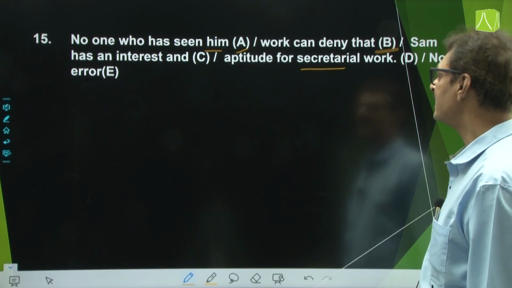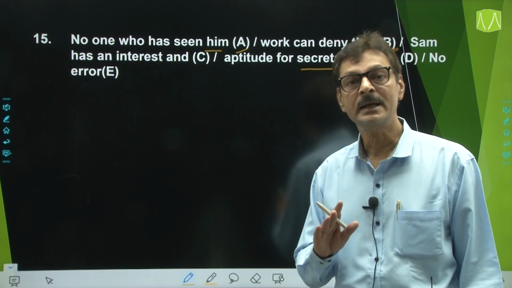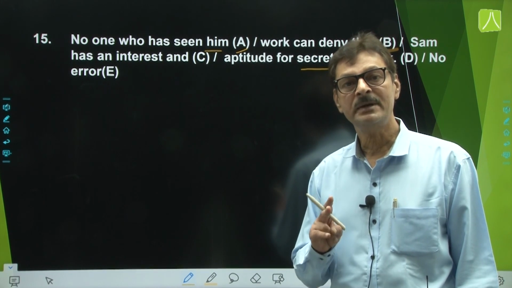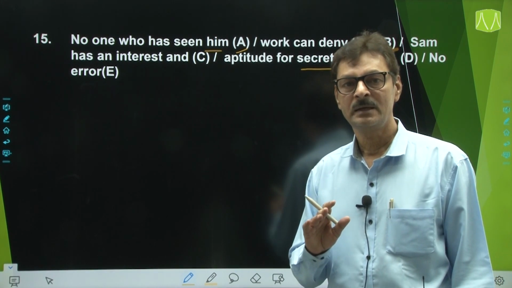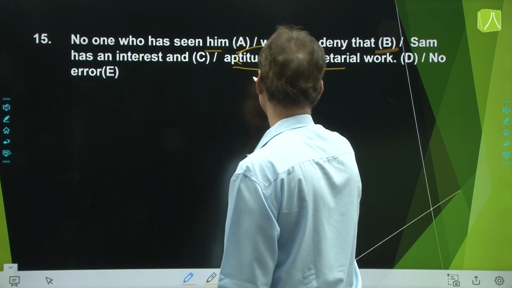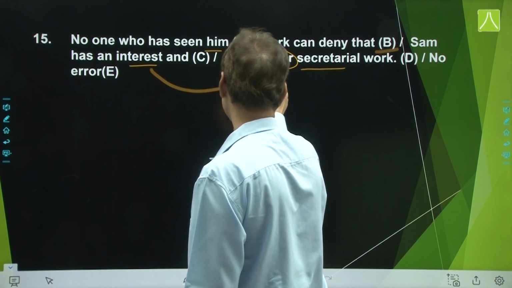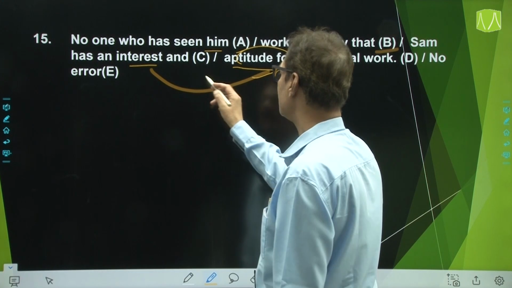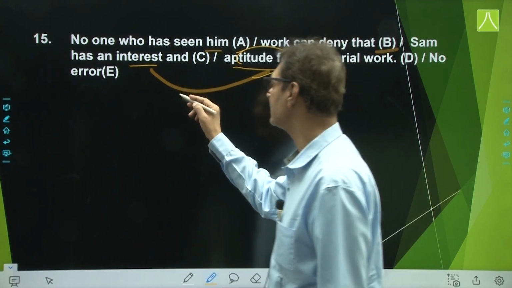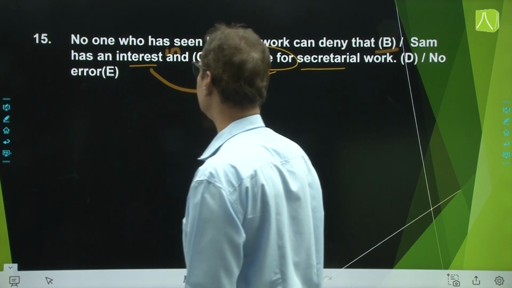Sam has an interest and aptitude for. Do you have interest for something or interest in something? Yes, friends, we always have interest in something and we have aptitude for something. So aptitude for is correct, but interest for is wrong. The word in is missing over here. It should be has an interest in.